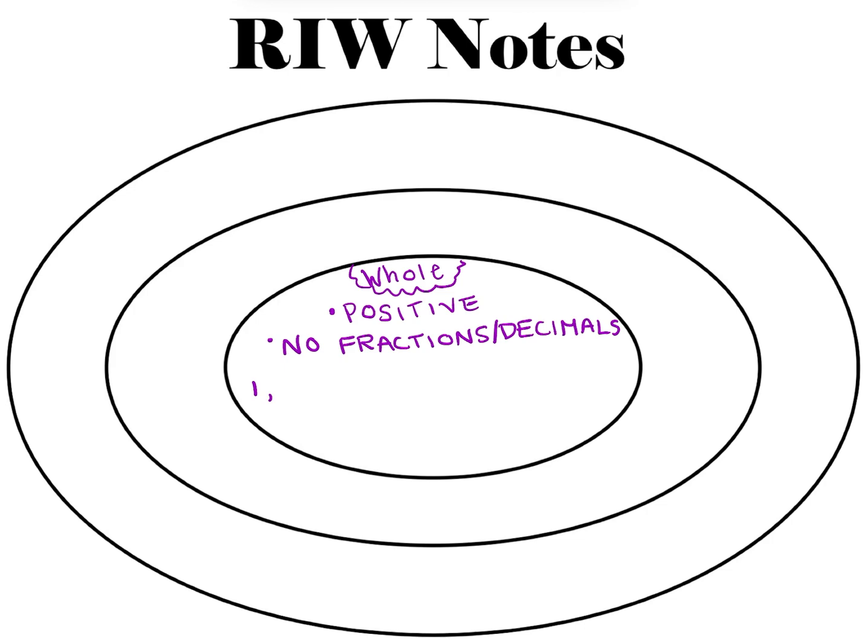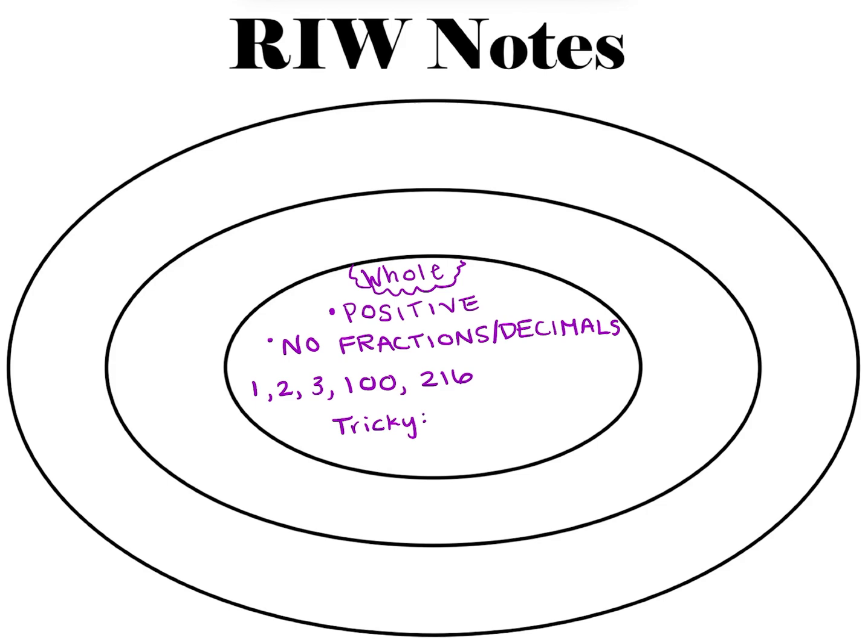So 1, 2, 3, 100, 216. Those are all whole numbers. They are positive. They have no fractions or decimals, okay? But then I also want to point out there can be some tricky ones because they're always trying to trick us. So some tricky numbers that we need to look for, okay?